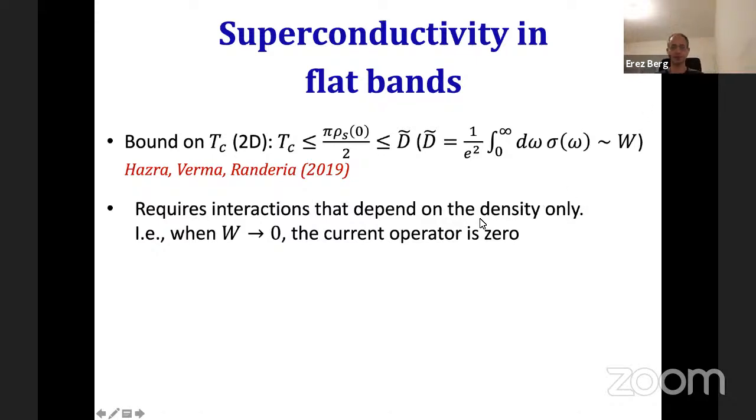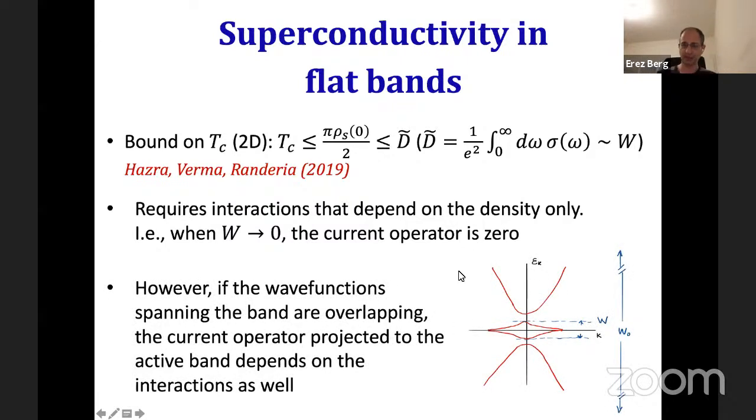Okay, but there's an important caveat in this derivation, which is it's assumed that the interactions depend only on density. So basically that means in particular, when you take the bandwidth to 0, the current operator is also 0. So the current doesn't get any contribution from the interaction itself. Now, this bound is valid quite generally. Now let's assume we have indeed some density dependent interaction.